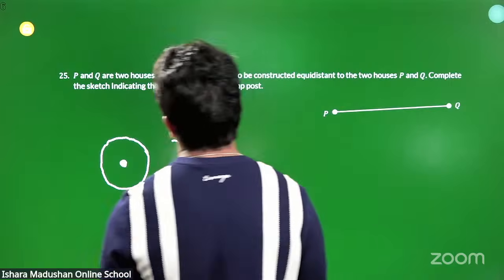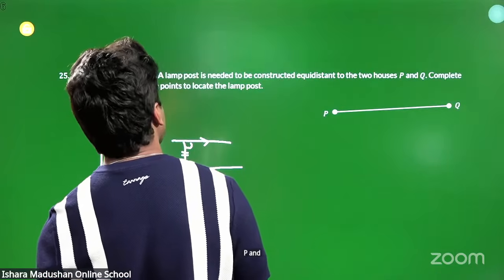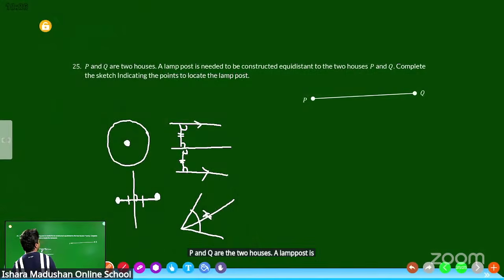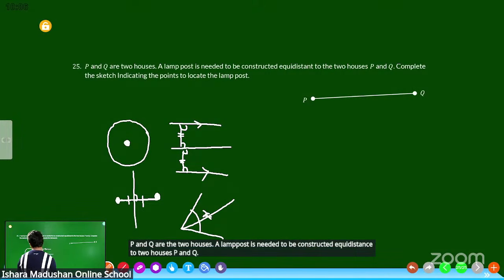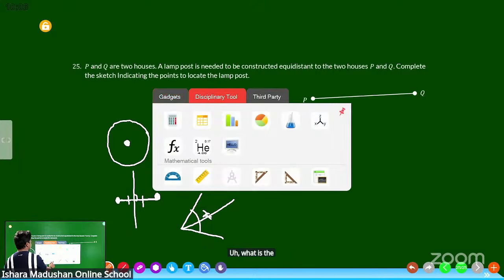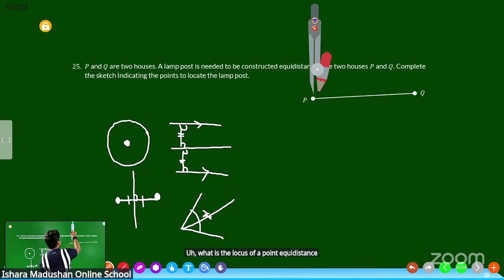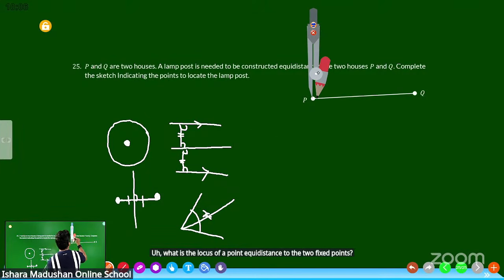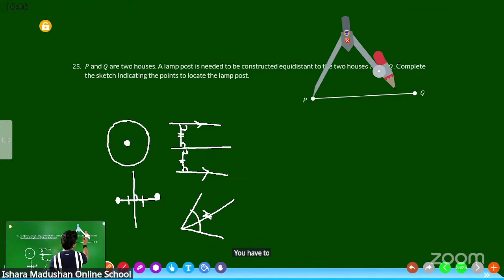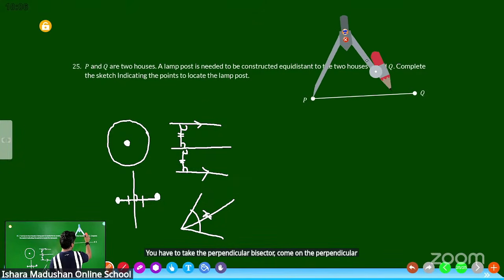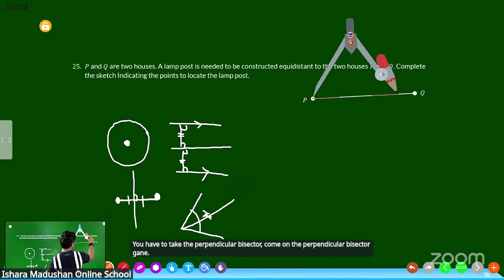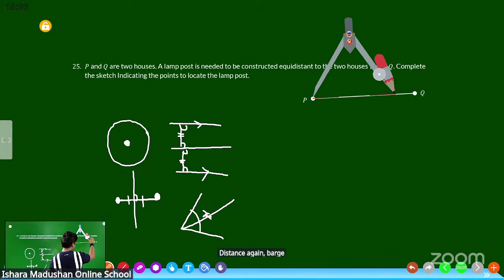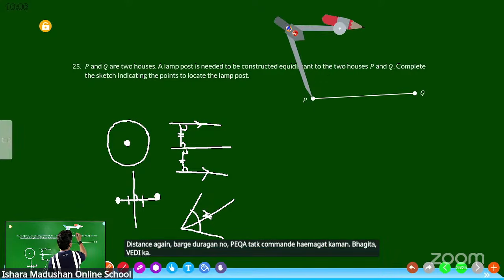Listen carefully. P and Q are two houses. A lamp post is needed to be constructed equidistant to the two houses P and Q. What is the locus of a point equidistant to two fixed points? You have to take the perpendicular bisector. How do you take it? Take more than half of the PQ distance.